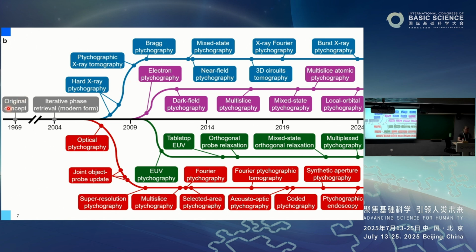This is the original concept, and the technology took off in 2004. And from there, there are different branches. This is the X-ray, this one is the electron ptychography, this one is the EUV, and this is the optical ptychography. If you read the recent papers on ptychography, you find a lot of Nature and Science papers published. For example, people try to push the resolution limit with electron ptychography. And the idea is, again, without using any lens, you can actually get better resolution.